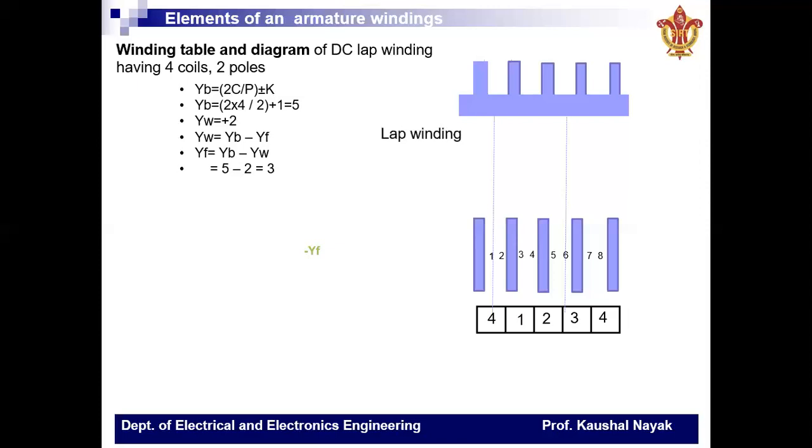In order to start the winding table, we may give number 1 to any of the top coil side of any coil and name it as coil number 1. So let us start our winding table assuming that we have named coil side number 1 as shown in the figure.